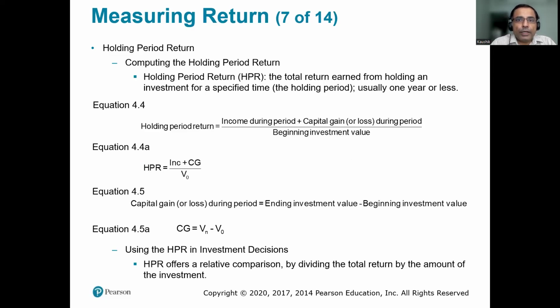So how do we calculate holding period return? So we find out the income during the holding period and any capital gain or loss during the same period. And then we divide it by the beginning value of the investment. And capital gain or loss is calculated by subtracting the beginning value of the investment from the end value of the investment.